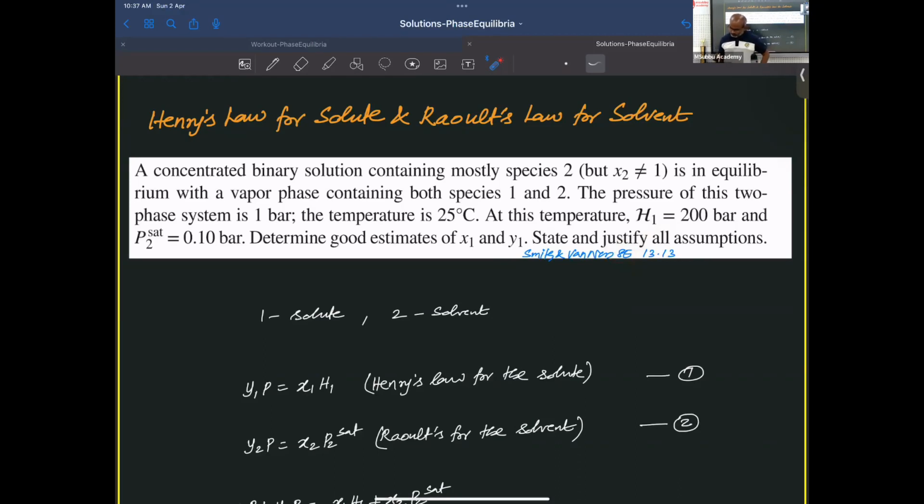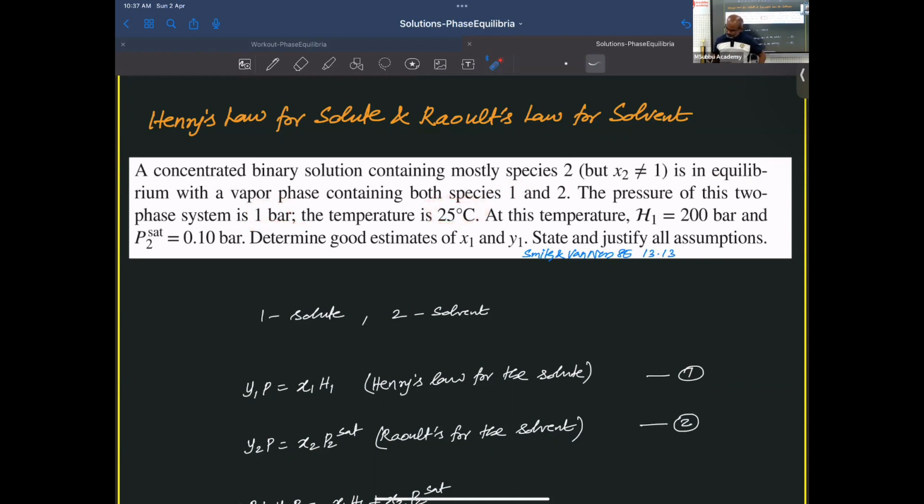A concentrated binary solution containing mostly species 2, but x2 is not completely equal to 1, is in equilibrium with a vapor phase containing both species 1 and 2. The vapor phase has both 1 and 2 in appreciable amounts. The pressure of this two-phase system is 1 bar; the pressure and temperature are given.